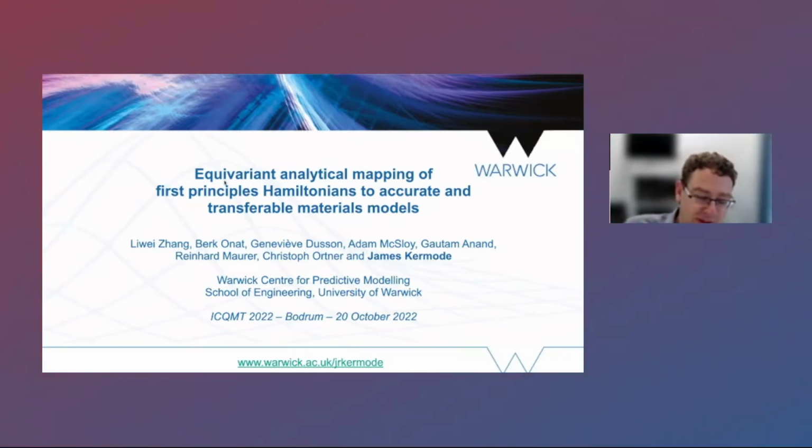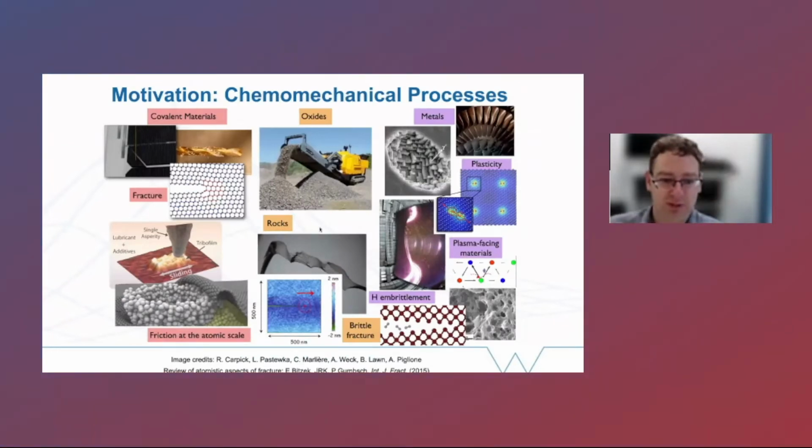My talk is going to be on the topic of learning from density functional theory, from first principles calculations, to produce effective Hamiltonians and then use them to produce accurate and transferable materials models. So it's an alternative to the idea of machine learning potentials that you might have heard about elsewhere or earlier on.